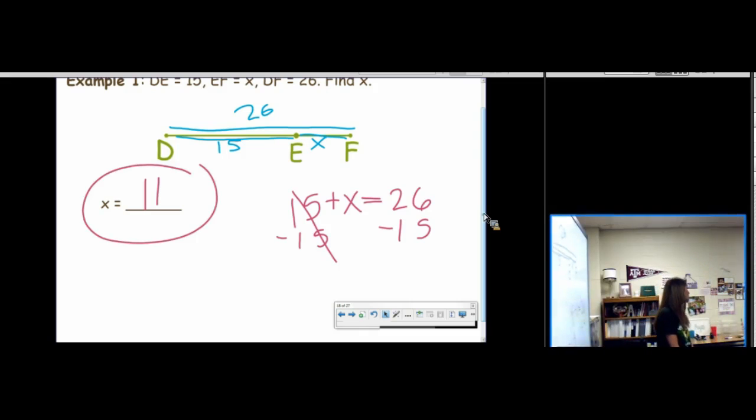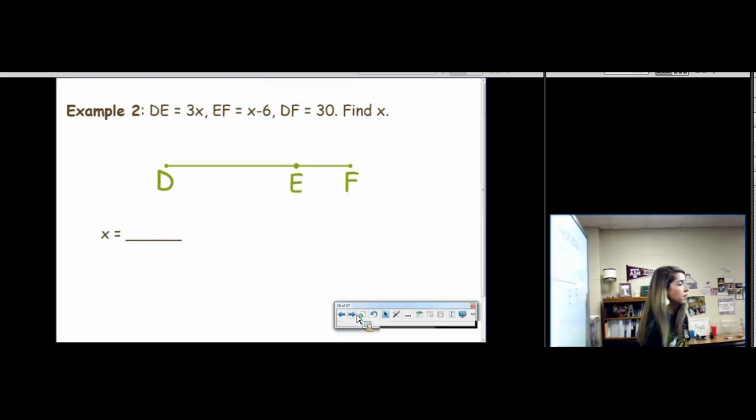Part plus part equals whole. Then you just solve for x. Setting it up is the geometry. Solving for x is the algebra.